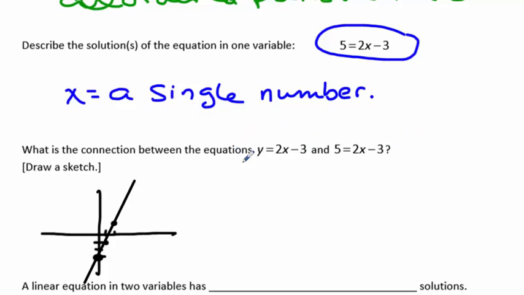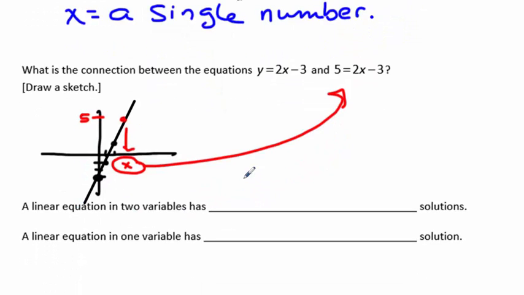So that would be the graph of y equals 2x minus 3, roughed out, and the connection between 5 equals 2x minus 3 and y equals 2x minus 3 is that this could be solved by finding out where 5 on y intersects the graph and looking for the x value. That x value would solve this equation. That would be the one ordered pair out of all of the ordered pairs on this line that solve this one variable equation. That's the connection between the two.